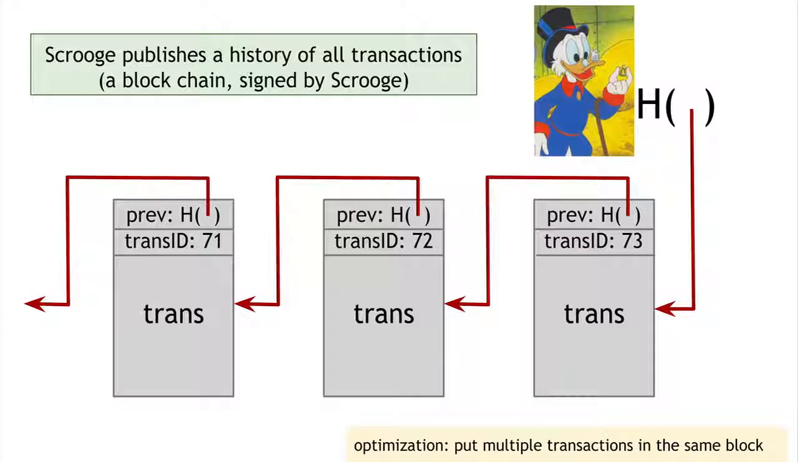and publish it. Now anybody can verify that Scrooge really did sign this hash pointer, and then they can follow this chain all the way back and see what is the entire history of all the transactions in the history of Scrooge coin as endorsed by Scrooge.